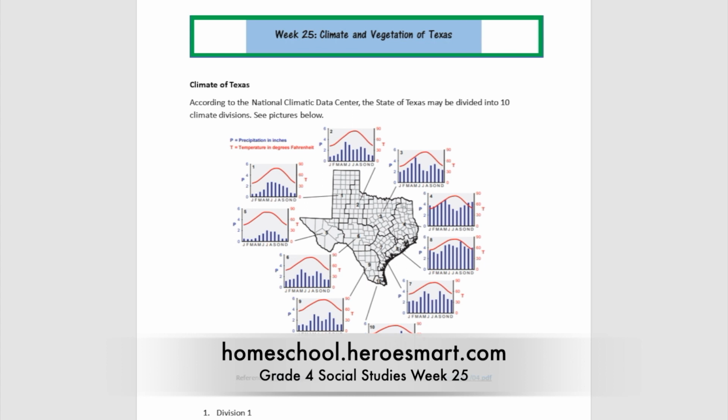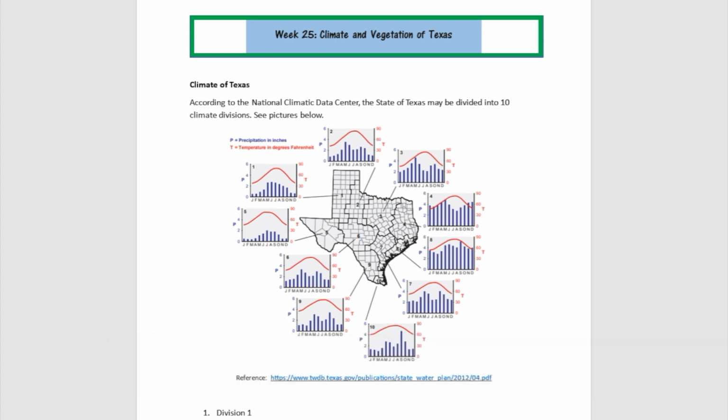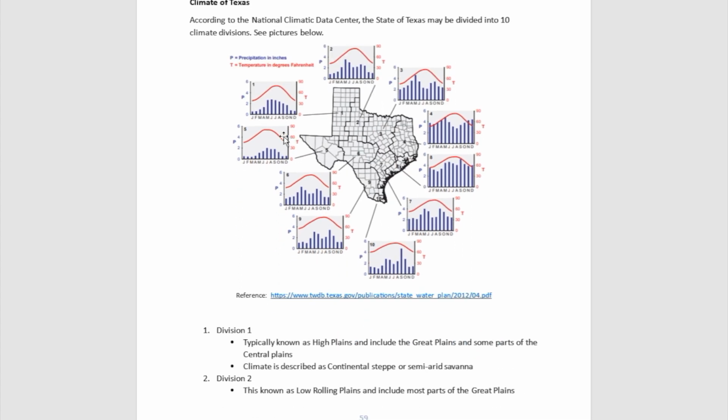I will be walking you through 4th grade social studies week number 25. And today's lesson is going to be about the climate and the vegetation of Texas. So the climate talks about the aggregate weather patterns of a location over a long period of time. And based on the National Climatic Data Center, the state of Texas may be divided into 10 climatic divisions.